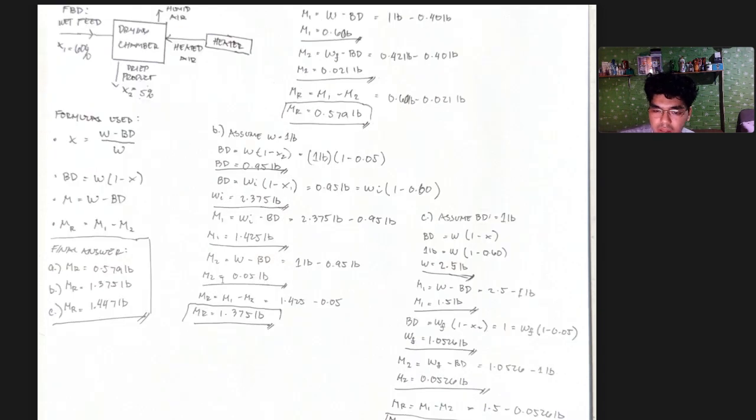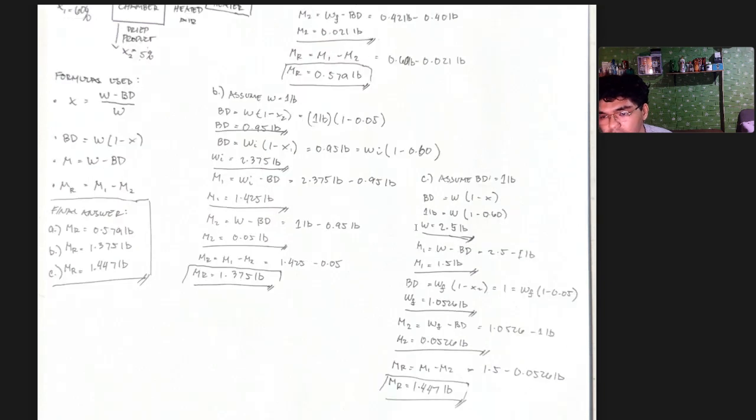Next, for the final moisture, we will subtract 1 pound minus 0.95 pounds to get an answer of 0.05 pounds. Then subtract the initial and final moisture to get a moisture removed of 1.375 pounds.